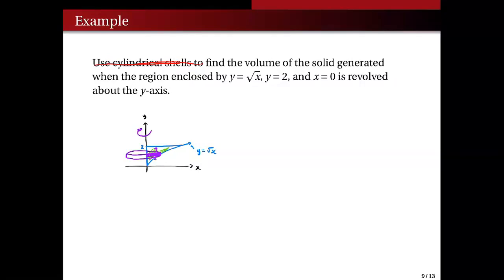The highest point is 2, this 2 here. The lowest point will be 0. Since this is a horizontal strip, the variable is with respect to y. So we have to rewrite this function as x equals y squared.